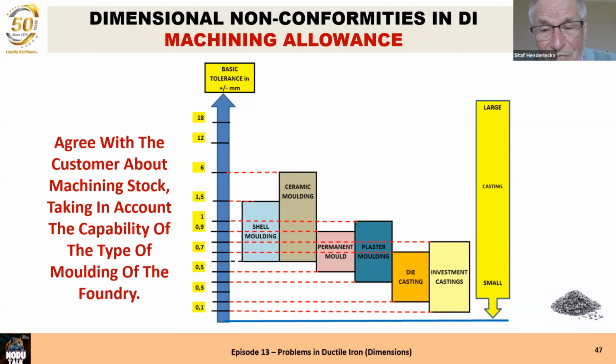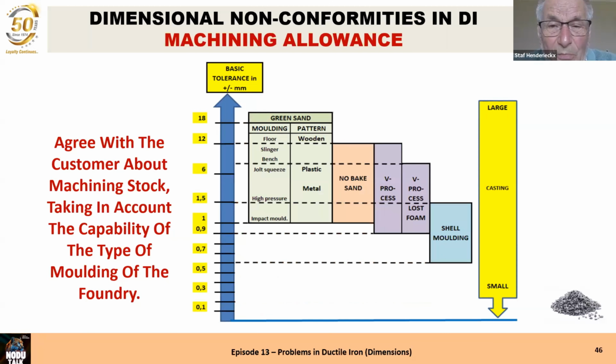can be much bigger. If we go back to the previous slides, then we see that a no-bake sand has, let's say, less difference compared to a green sand. A V process is better than a no-bake sand, and the shell molding is much better. But keep this in mind, that the relative tolerances of all the molding systems decide the machining allowance. If it's less accurate, you need a bigger machining allowance.